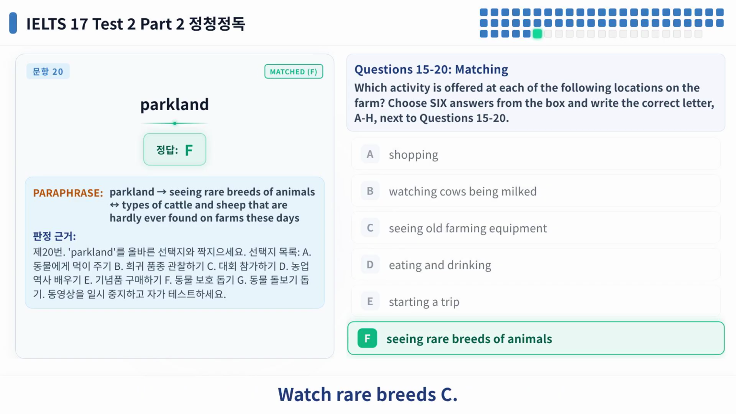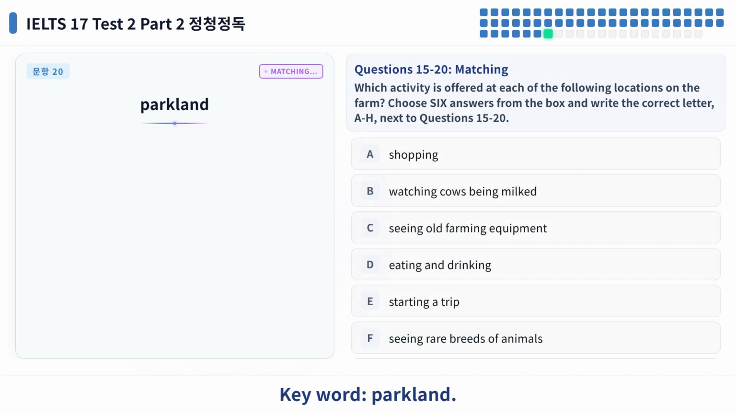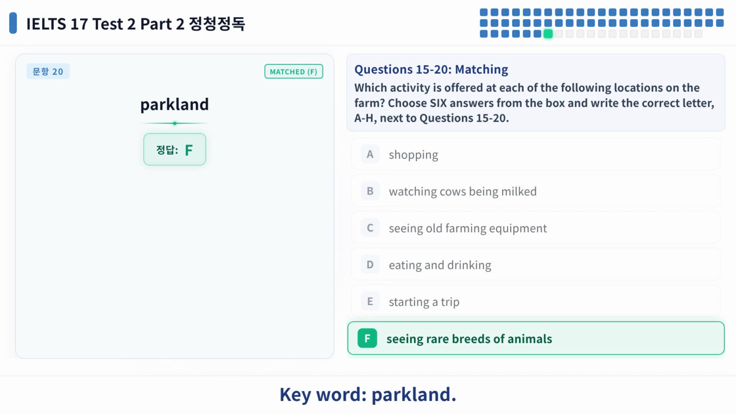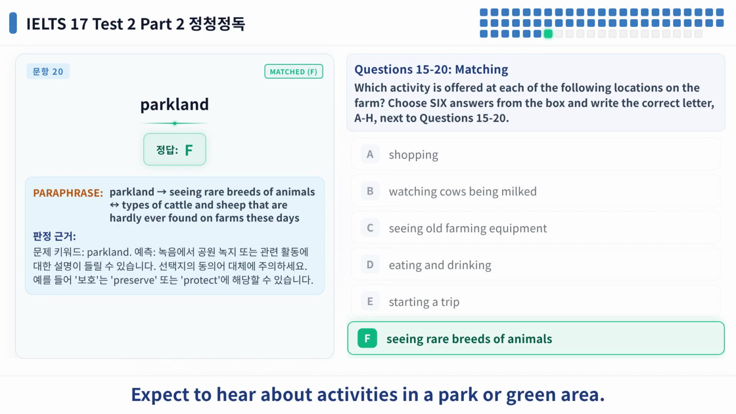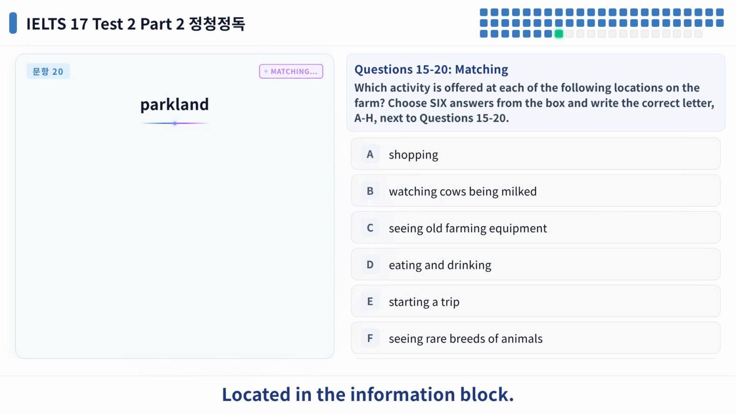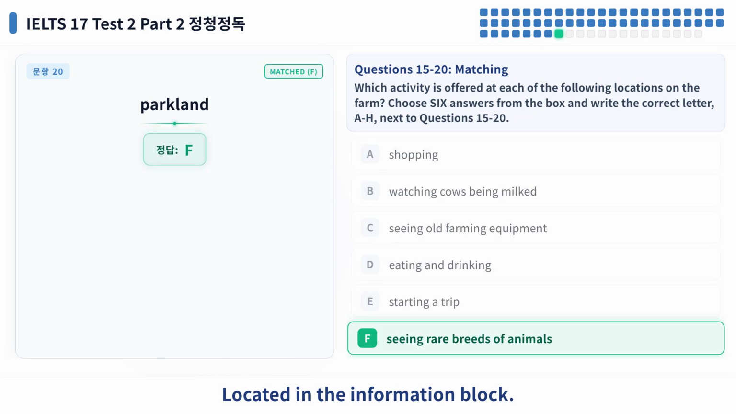Keyword: parkland. Expect to hear about activities in a park or green area. Watch for synonyms like protect matching preserve. Located in the information block, the audio says, you'll see types of cattle and sheep that are hardly ever found on farms these days. We're helping to preserve them to stop their numbers falling further. The key phrase is helping to preserve them, which matches option F, help protect animals.